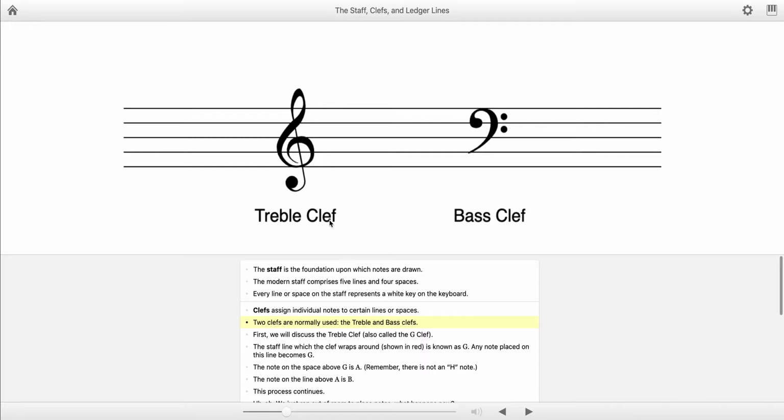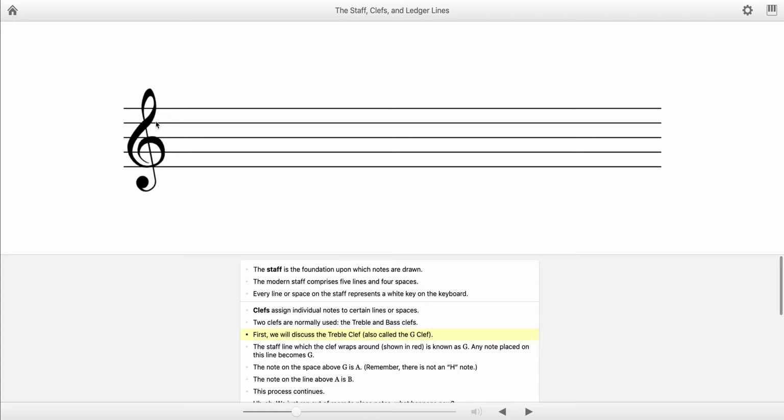So here's our treble clef and our bass clef. So we're going to take a look at the treble clef first. And we have kind of a nickname for the treble clef. We call it the G clef because the G clef, a long time ago, used to be drawn like a fancy letter G.